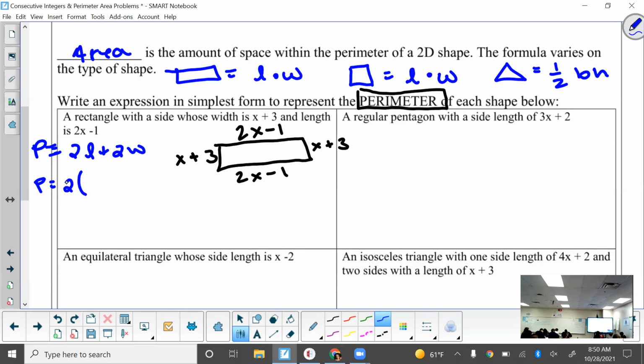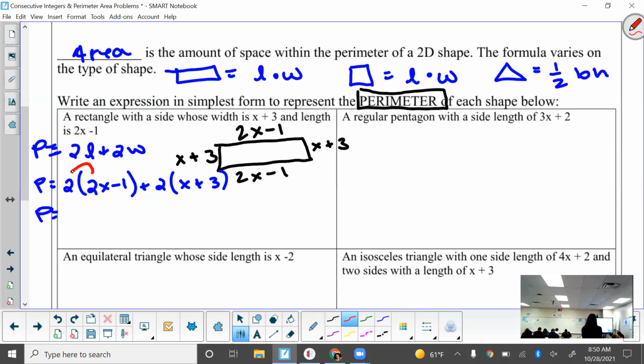So I have 2 times the length, which is what? Good. Put that in parentheses. Plus 2 times the width. What was the width? X plus 3. And then we just have to simplify it. So what can we do?